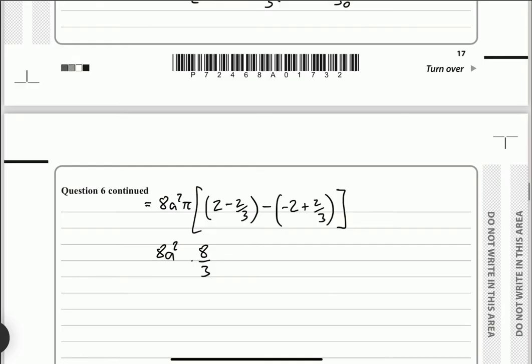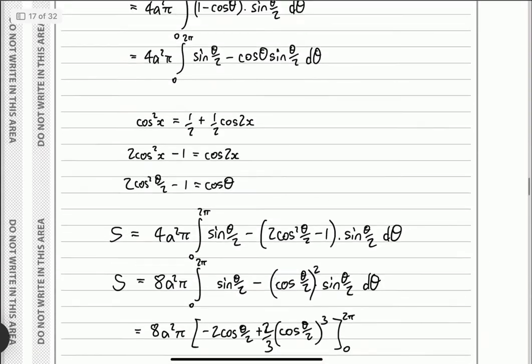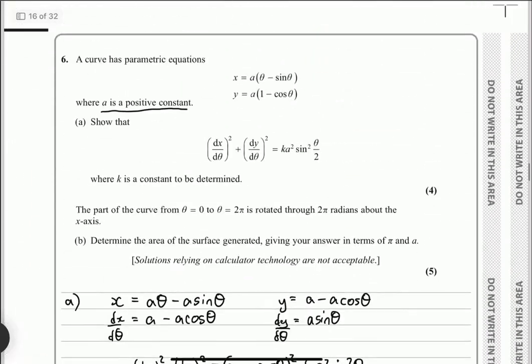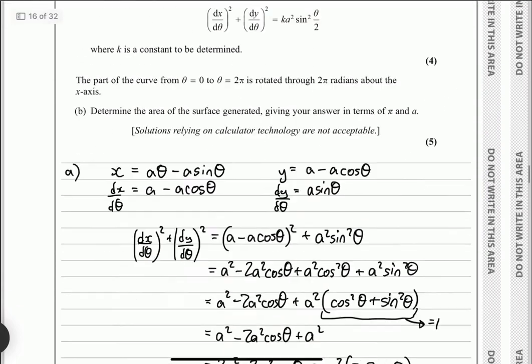and we're multiplying that by 8a squared pi, which gives us 64a squared pi over 3, and that should be our surface of revolution. We've got it in terms of a and pi. Okay, there we go, question 6 finished.